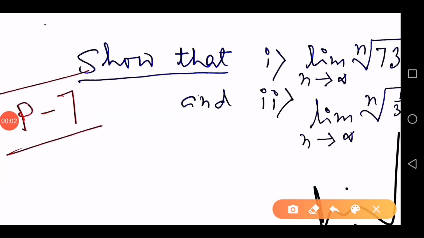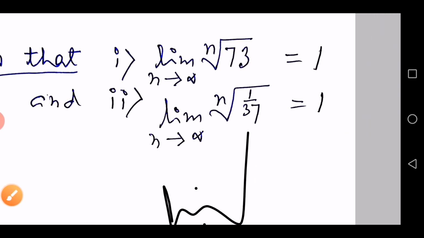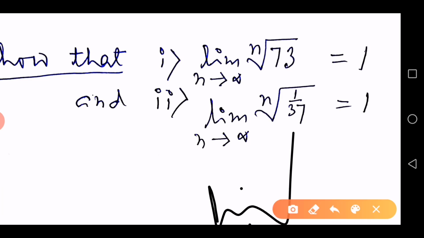Problem 7. Show that limit of nth root of 73 equal to 1, first part, and limit of nth root of 1 by 37 equal to 1. So we are required to show two parts, limit of nth root of 73 equal to 1, and limit of nth root of 1 by 37 equal to 1. Let us do it one by one.